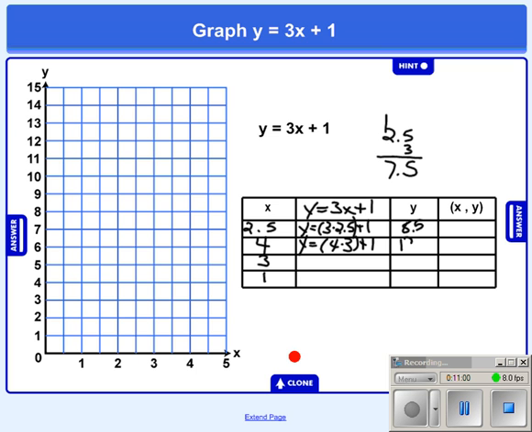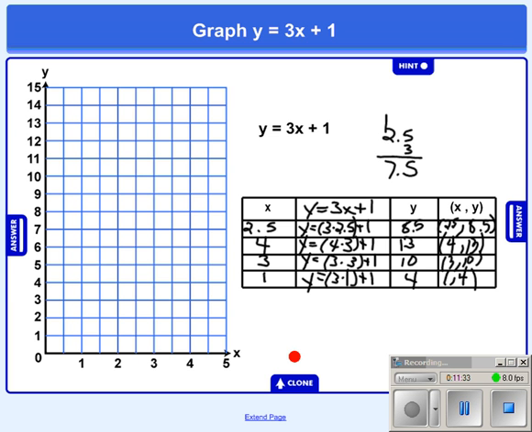13. You have to remember to add that 1. This one, you'd have y equals 3 times 3 plus 1, which gave us 10. And y equals 3 times 1 plus 1. So, up here we have the coordinate 2.5, 8.5. Here we have 4, comma 13. 3, comma 10. 1, comma 4.